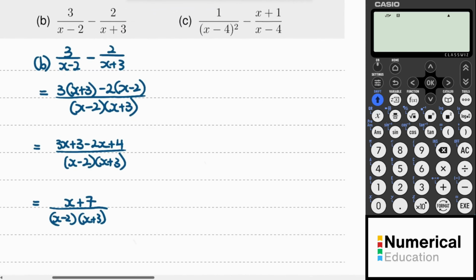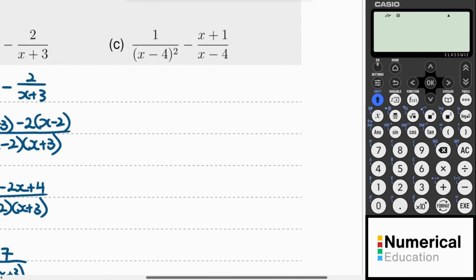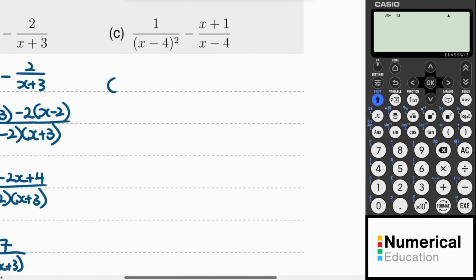All right, we've got a third and final one for part C. So let's just zoom in here if my tablet lets me. For part C, we've got 1 over (x minus 4) all squared.